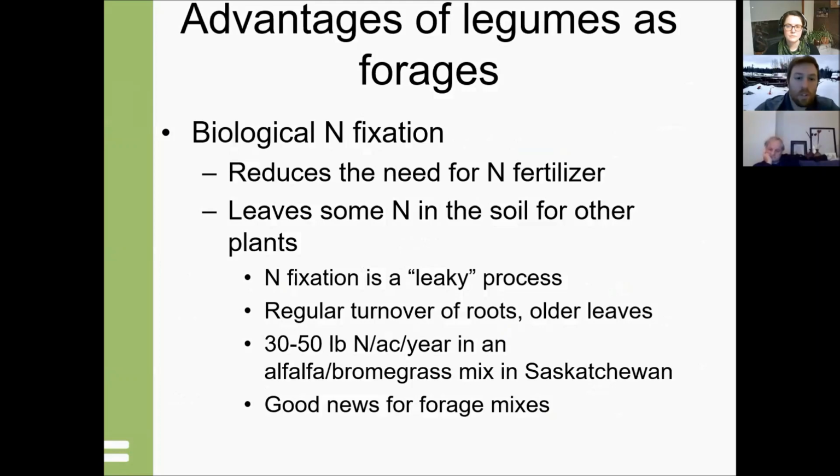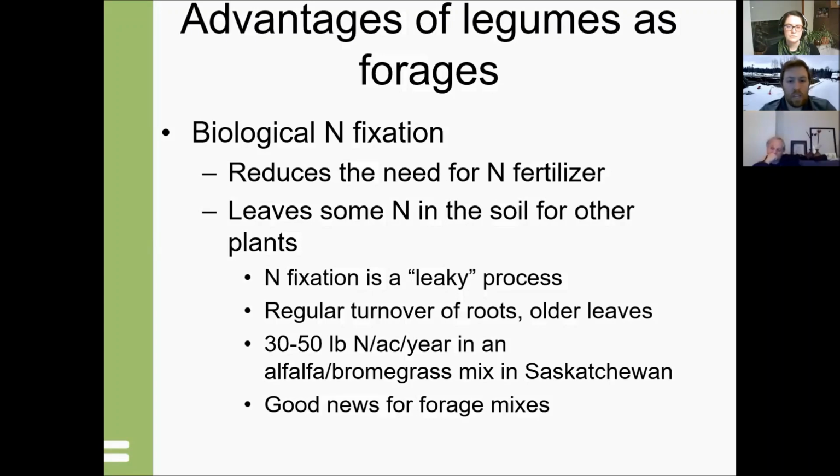And through this association, the bacteria actually leave some nitrogen in the soil for some other plants, because nitrogen fixation is a somewhat leaky process, so they lose a little bit. And part of it is due to some of the roots dying, some of the older leaves falling off the plant, and they're falling on the soil, and they're mineralizing.